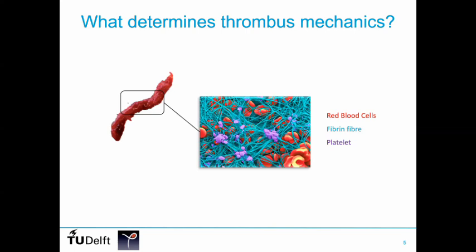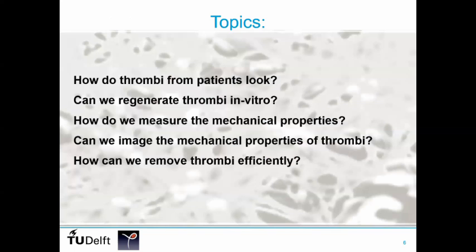What I'm going to talk about, first, of course, we know that for these structures in general, there's a very strong connection between the microstructure and the mechanical properties. So we have to know how these thrombi look. That's what I'm going to talk about first. Getting patient data, of course, is very difficult. So we would like to make analogs so that we can do much testing in the lab. We're going to talk about that in the second part.